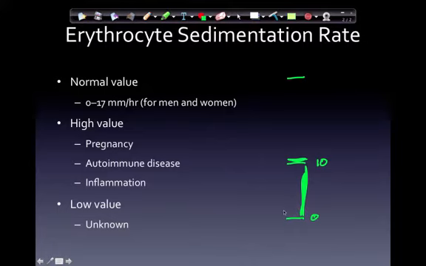Now let's say that you have an inflammatory response or an increased cellular mediated response. Your sed rate could be 50 because there's more cells in the sample. And now, since you have more cells in the sample, your sedimentation rate would be higher. High values of this is going to be pregnancy or autoimmune disease. Your immune system is always firing up. Inflammation, low value is kind of unknown at this time. Most of the time, whenever we see high sed rates, it's from inflammation.